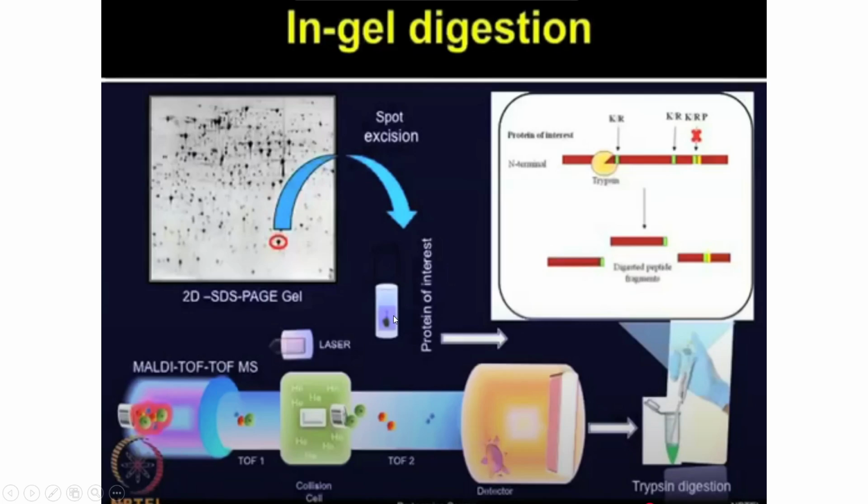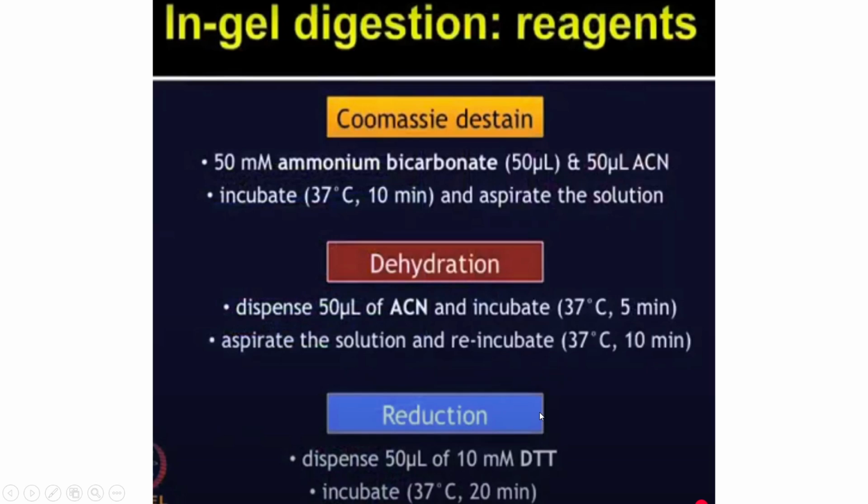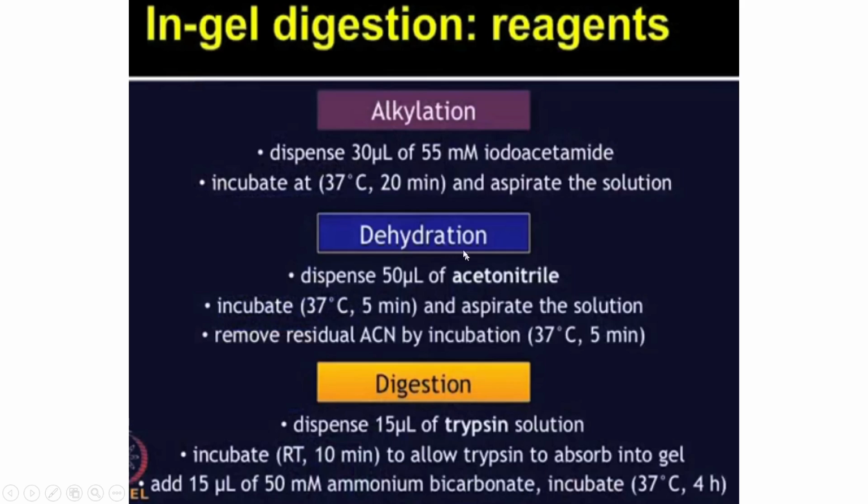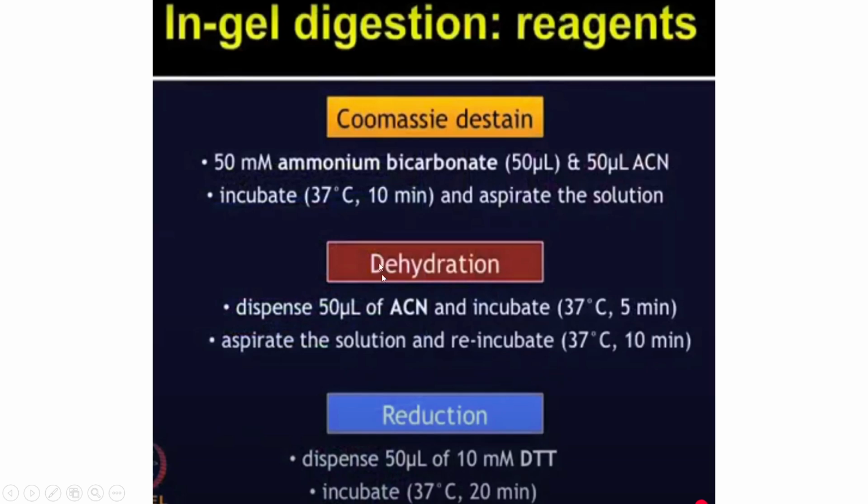You will digest it. Once you have digested it, you will add it to the sample and the matrix, and it will get ionized and detected by the detector. So now in gel digestion reagents, these are certain reagents. This is the protocol. You need to destain it first, then you will do dehydration, then reduction, alkylation, dehydration, digestion again. So this is the protocol for in gel digestion.